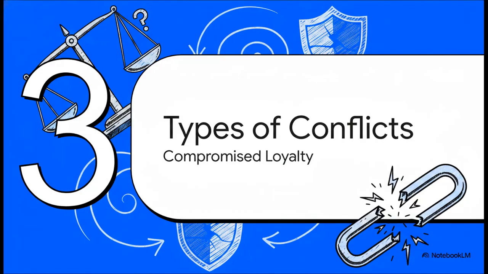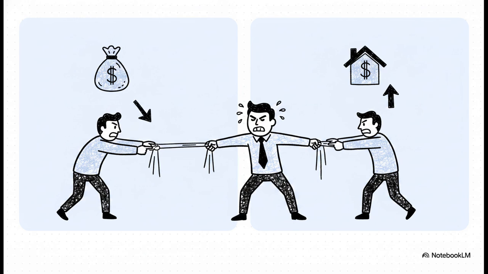All right, Section 3, 3 types of conflicts and how that loyalty actually gets compromised in the real world. There are basically 3 disastrous ways this can play out. First up is a concurrent conflict. Think of this as a client versus client clash. This is when the same attorney, or even different attorneys working in the exact same law firm, try to represent 2 people whose interests are totally at odds.